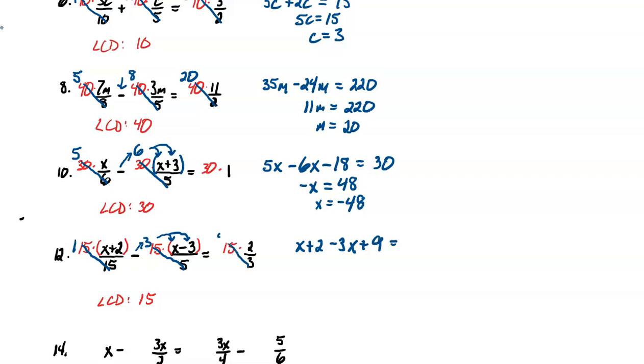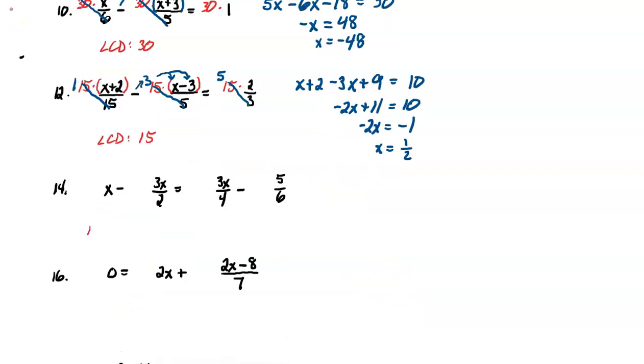15 divided by 3 makes 5. 5 times 2 is 10. Combining like terms makes negative 2x plus 11 is equal to 10. Subtract 11 from both sides, you'll get negative 1. And then divide by negative 2 on both sides, creating 1/2.